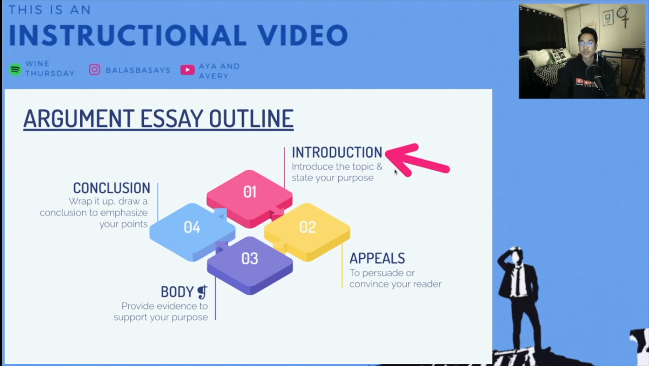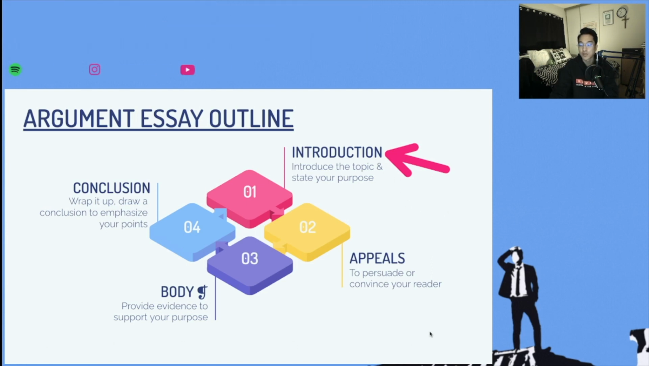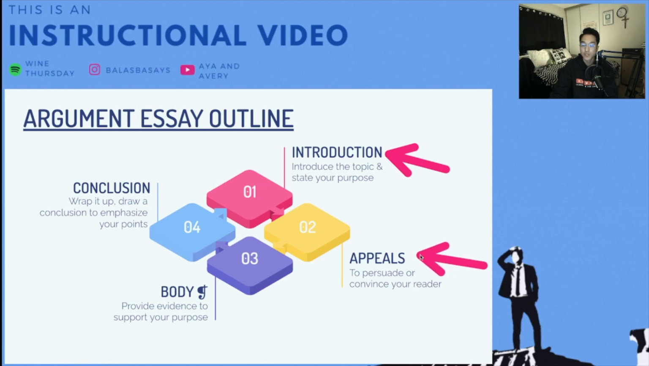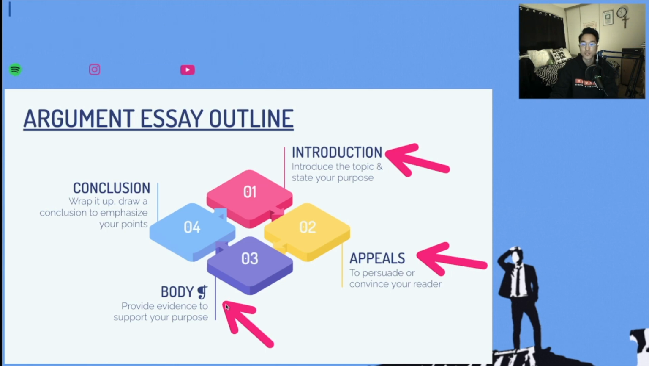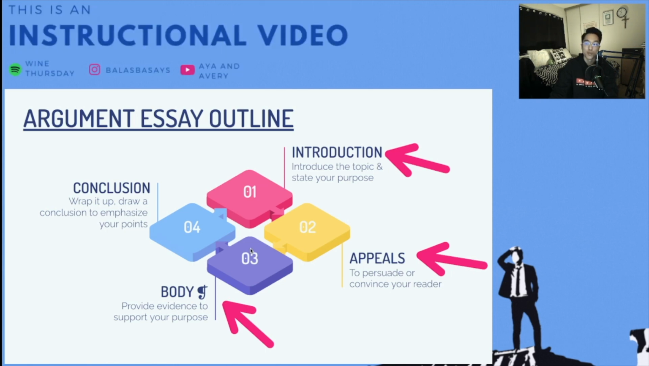So in these lessons, we're going to go over this essay outline, starting off with the introduction, where you're going to introduce your topic and state the purpose of your paper. And then number 2, move on to types of appeals, ways that you can persuade or convince your reader. The heart of your essay, if you will, which is your body paragraphs, which is when you'll provide evidence to support the purpose you stated in your introduction. And then lastly, number 4, your conclusion. You're going to wrap everything up, draw a conclusion to summarize all of your points.